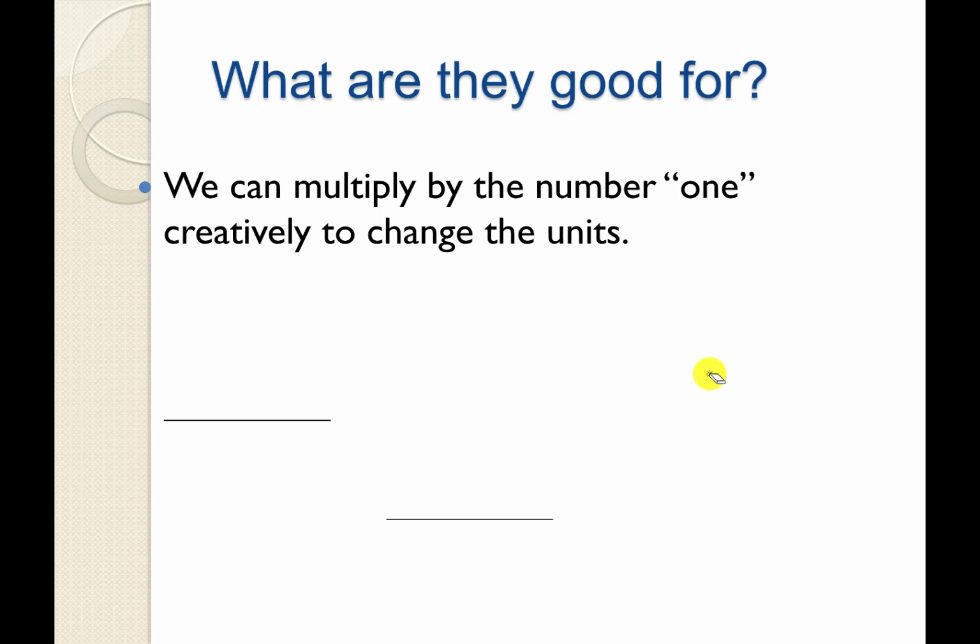Essentially, you start with what you don't want, you end up with what you do want. So here's what we can do. We can multiply by the number 1 to creatively change the units. By multiplying by the number 1, which instead of the number 1, we're going to use those ratios that we came up with, which we know equal 1, then we can creatively change units. So we might have a unit that is in weeks and we want it in minutes, right? There's a way that we can do that by using these conversion factors. That's what they're useful for.